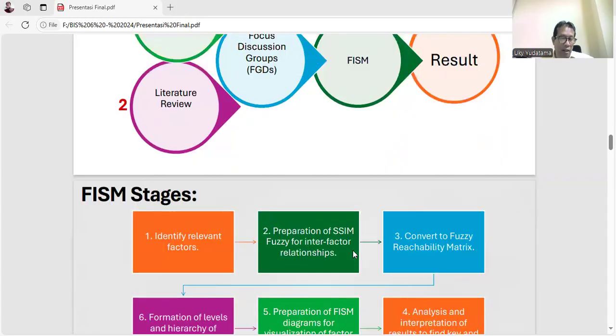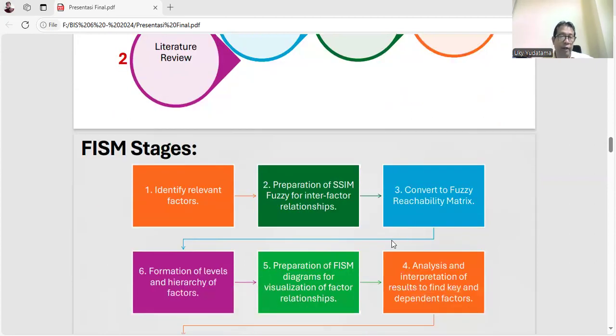FISM steps. This slide outlines the steps involved in applying the fuzzy interpretive structural modeling method to analyze factors affecting lecturer behavior in maintaining academic integrity. One, identify relevant factors. The first step in the process is to identify the key factors that influence lecturer behavior. This includes recognizing both internal factors such as personal ethics and institutional policies, as well as external factors like societal pressure.